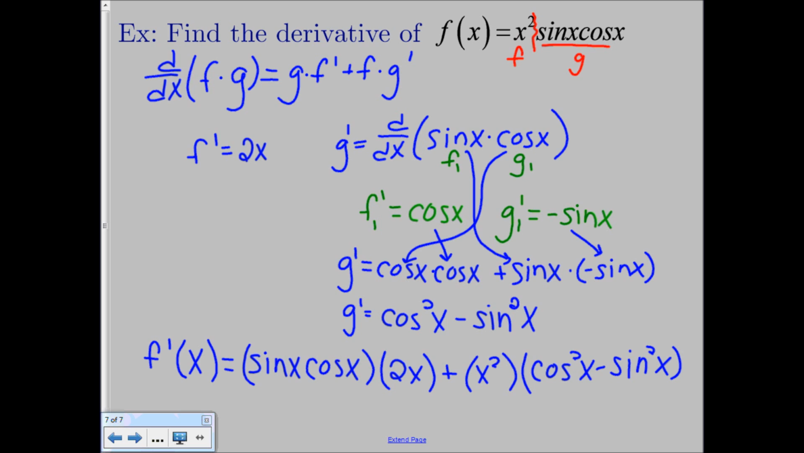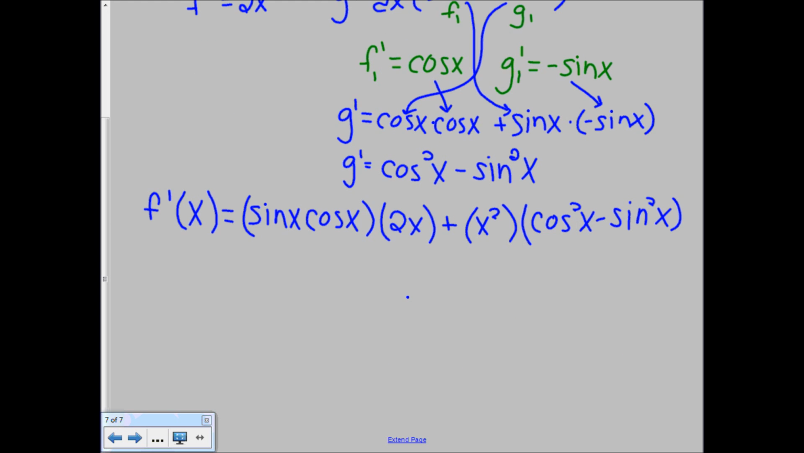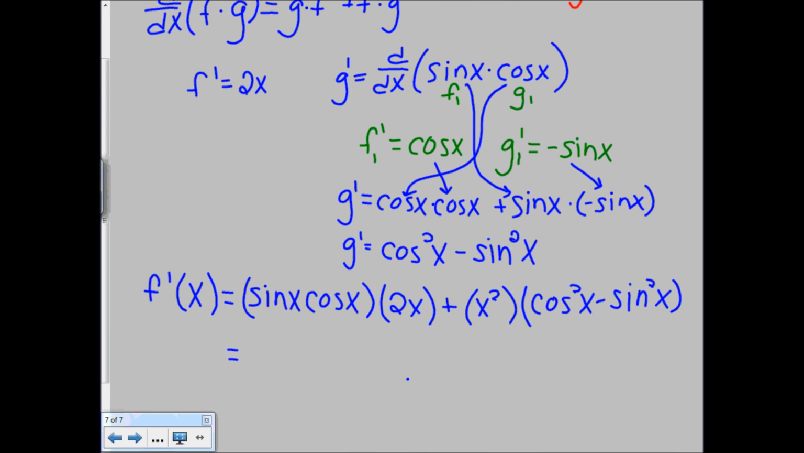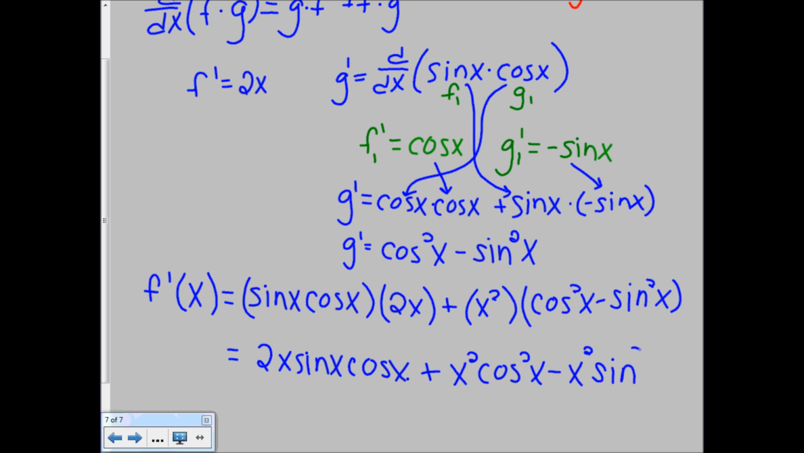So now all we have to do is simplify a little bit. We'll see what our final answer is. So we're going to get that this is just 2x sine x cosine of x plus, distributing the x squared, we get x squared cosine squared of x minus x squared sine squared of x. There we go. So we're going to leave it at that. That's going to be our derivative.